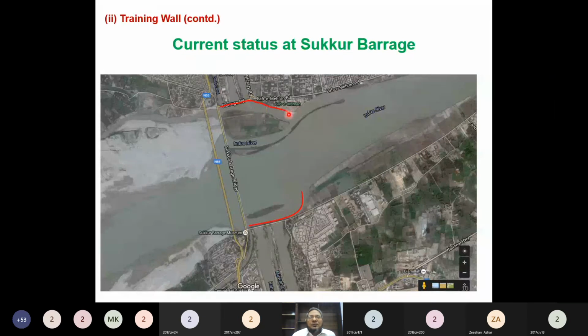Now once a training wall was provided, what the training wall and this island have done is create a flow, and these canals in that way came on the convex side of the curvature, which was artificially produced. So this is the training wall, and this is the role of the training wall. By providing a training wall, we can control silt entry into the canal.